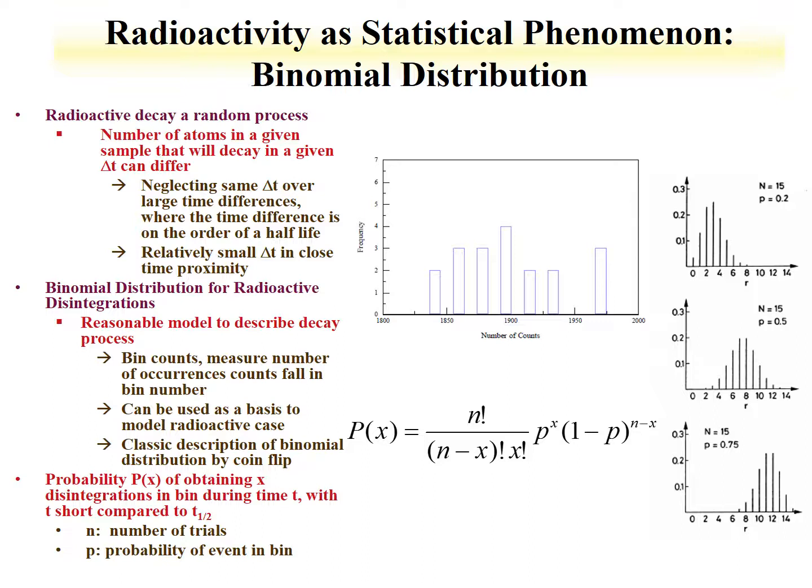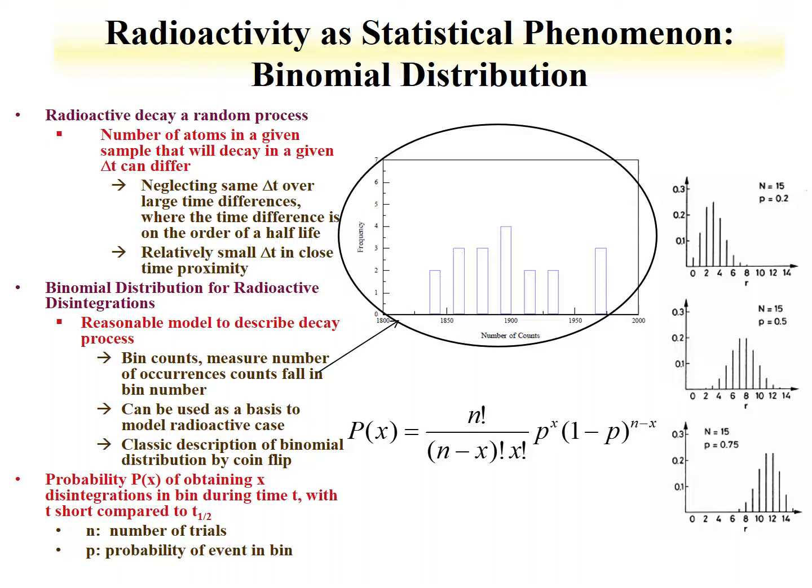As an example, you can bin counts, measuring the number of occurrences that fall into those bin numbers, as was shown here, for a figure of frequency versus number of counts for radioactive decay. And this model is used as a basis for describing the behavior of radioactive decay.